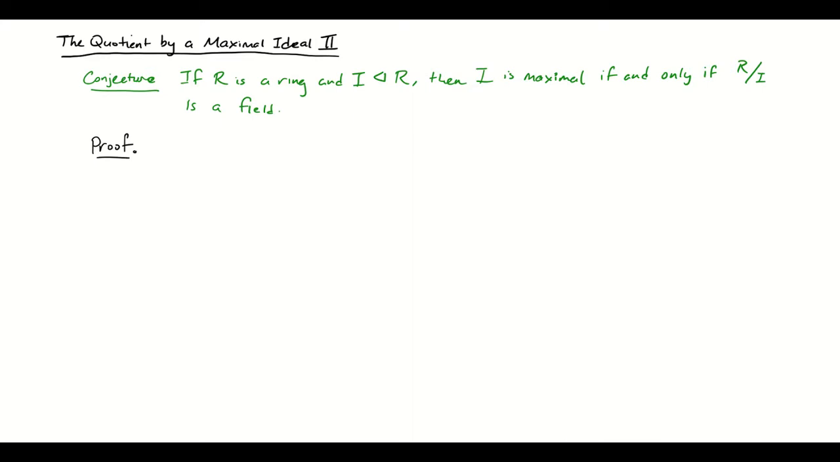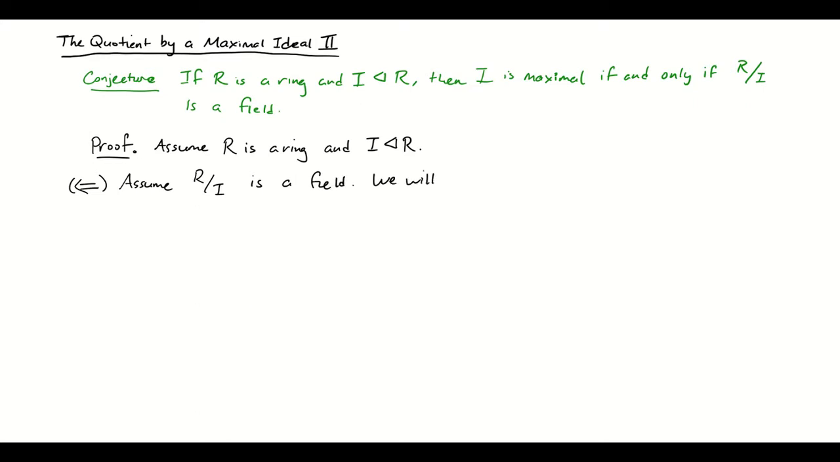And I think the approach I'm going to take is to start by proving the right to left direction first. In other words, well, first of all, let's assume R is a ring and I is an ideal of R. Let's just have that in the background the entire time. And now let's start by assuming that R mod I is a field, and then we will prove I is maximal.